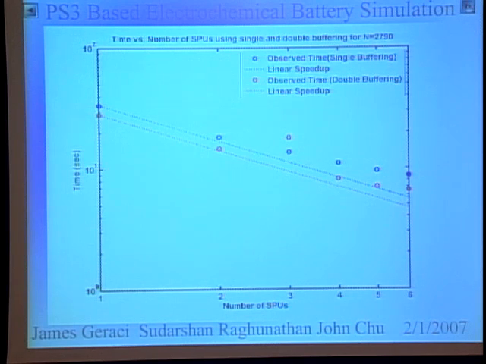Computation of the current elimination row with the fetching of the next elimination row, we get roughly a 30% speedup. So here's a graph to see how both the unbuffered and buffered version perform with scaling with a number of SPUs. As you can see, both look pretty linear.